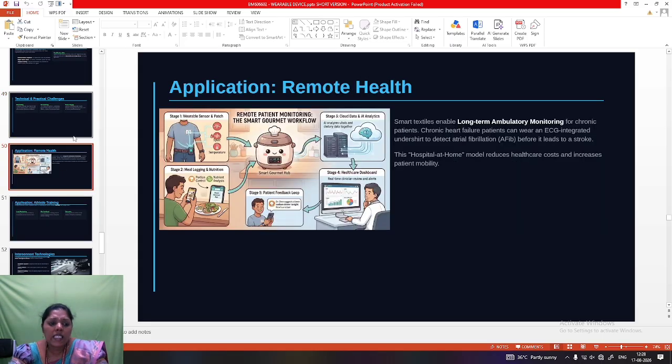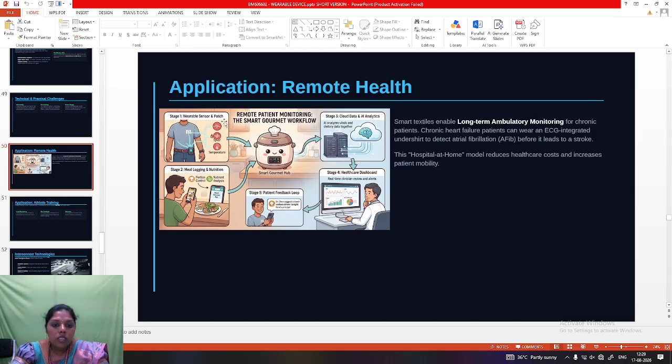Now let us understand the remote health applications. Remote patient monitoring workflow. Smart garments enable long-term ambulatory monitoring of chronic conditions, such as chronic heart failure, with integrated ECG and arrhythmia detection.